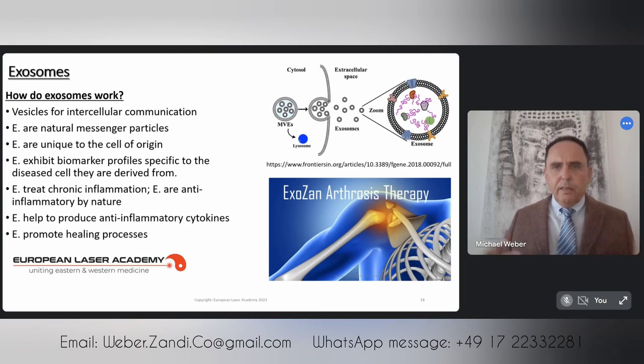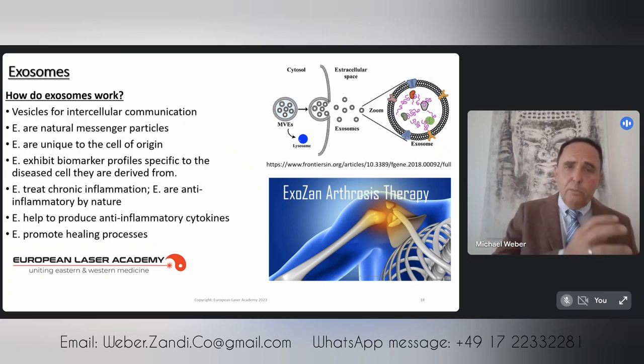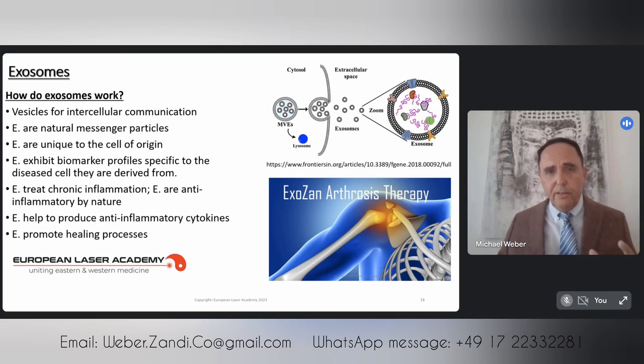Well, you see here in the upper cartoon, we have these microvesicles, and they release the exosomes. The exosomes have a double membrane and contain a huge number of anti-inflammatory substances and cytokines. They are of utmost importance for intercellular communication. They are natural messenger particles. They are unique to the cell of origin. So the exosomes from the heart cell are different from the exosomes of the liver cell, from the fetal cells or whatsoever.